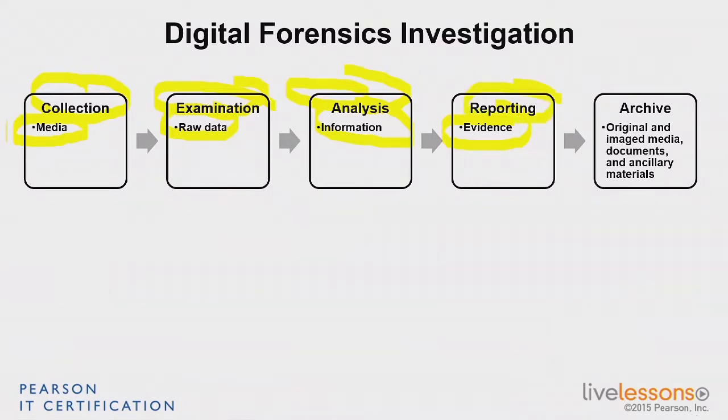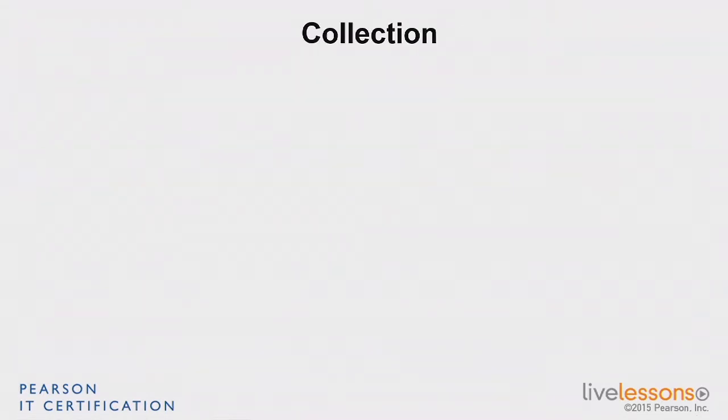And then at the end of the investigation, where we want to archive the data, now we're archiving, but we're archiving all of it. We may be archiving the media, the raw data, the information we've used for analysis, and the evidence. So it's the original and the image media, documents, and all ancillary materials. So we're going to look a little bit more at these stages, where we're talking about collection, examination, analysis, reporting, and archive. So let's start with collection.